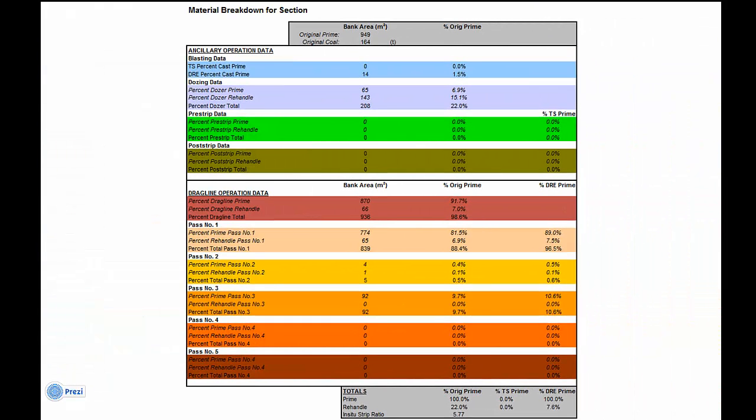So the amount of dirt moved in square meters by any piece of equipment is represented as either prime, the original dirt, or rehandle, any dirt moved more than once, and is expressed as a percentage. These percentages can then be calculated out against the corresponding block volumes to determine the three-dimensional volume moved by the equipment.